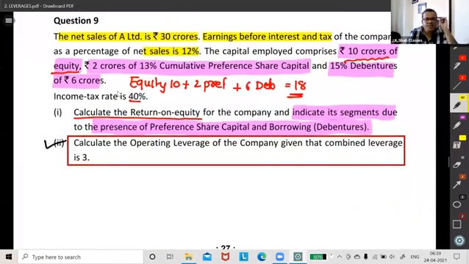Now probably you'll get something that I'm saying. Calculate returns on equity. Indicate its segment due to presence of preferential capital and borrowings. Now you tell me. Returns on equity is what equity shareholders earn if they have issued debentures and if the financial leverage is favorable. Meaning, what is the rate of interest on debentures? Take a look into the question.